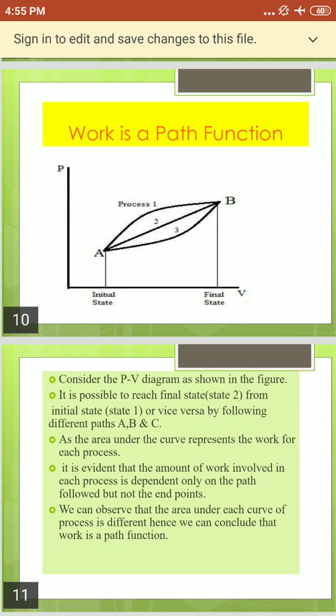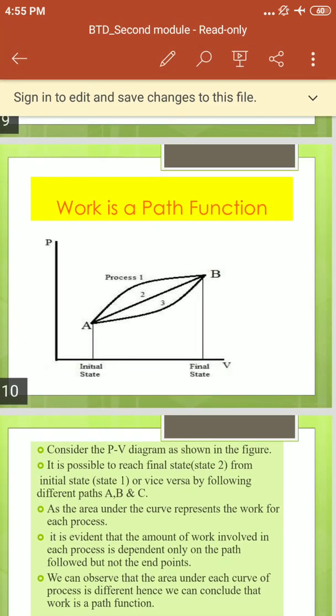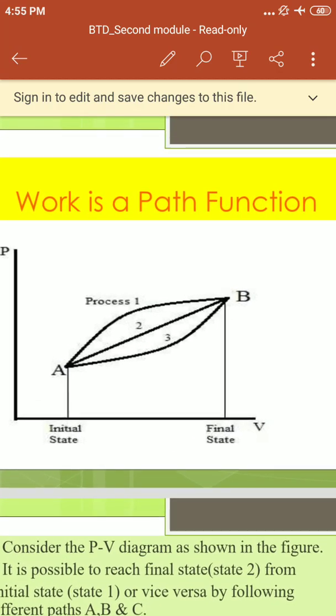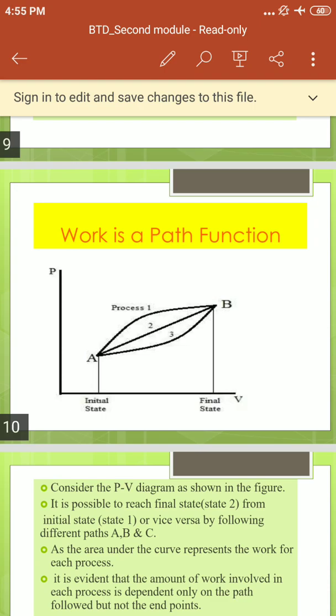a path function. Why do we say work is a path function? Here the initial state is point A and the final state is point B. How many processes are there? Processes 1, 2, 3. I want to move from A to B. How many ways? That is 3 ways, 1, 2, 3.